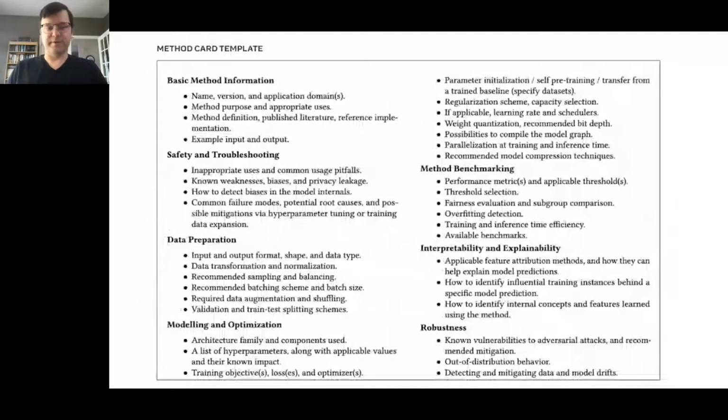safety and troubleshooting. So if there's a common pitfall, if there's anything that might expose a weakness of the model, might expose a bias, might leak privacy, that would be documented so we can avoid them. Data preparation, extremely important, from the simple, like, what is the input tensor shape, through how do you normalize this? How do you sample this data set? What's the recommended batch size?